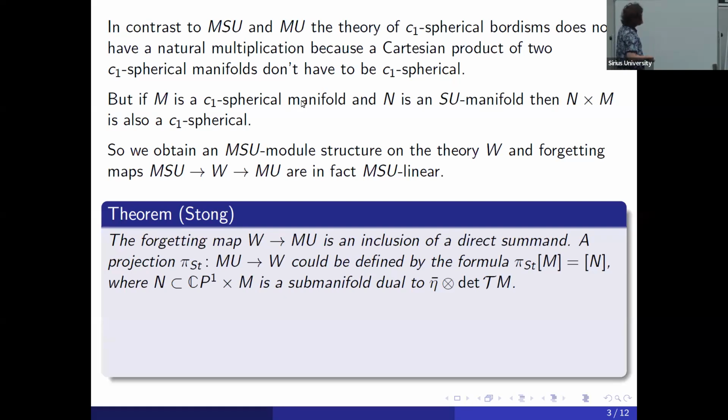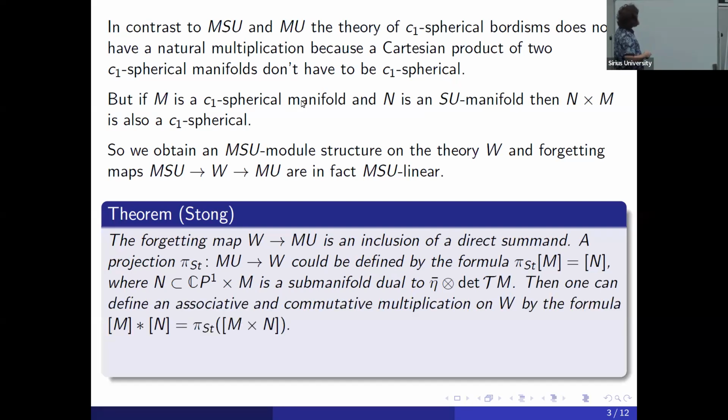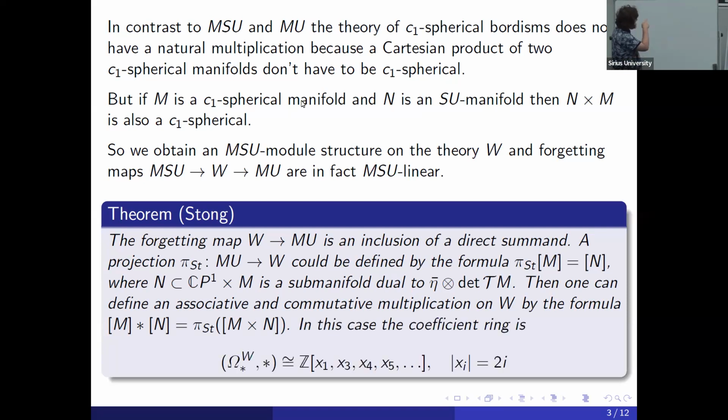We can then define an associative and commutative multiplication on W by this formula. We take a direct product, which is not c₁-spherical, but then we can use our projection and obtain a multiplication on c₁-spherical bordisms. And we have that the ring of coefficients of c₁-spherical bordism with such multiplication is the polynomial ring without x2.